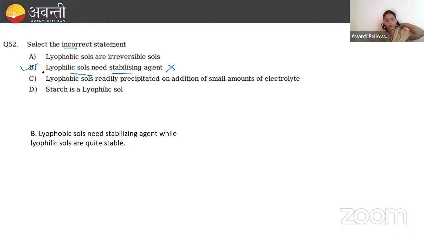Lyophobic sols actually need a stabilizing agent, while lyophilic sols are stable. So that's why option B will be the incorrect answer here. Shall I move on? Any doubt?